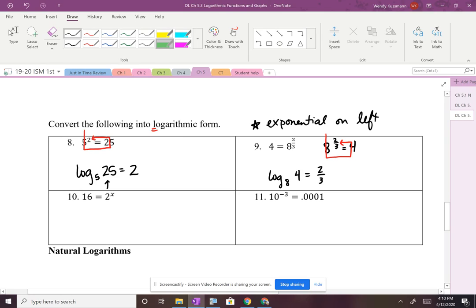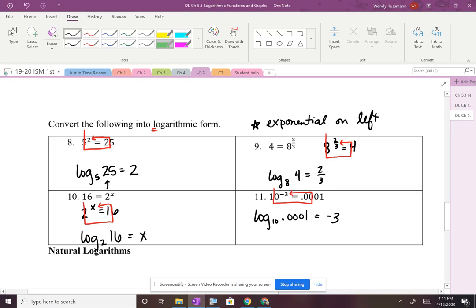Looking at number 10, exponential is not on the left. Remember, the exponential is the thing with the exponent, so I'm going to rewrite it. 2 to the x equals 16, and then use my L to put it in logarithmic form. Log base 2 of 16 equals x. And just write it. Log base 2 of 16 equals x. Number 11 is your turn.